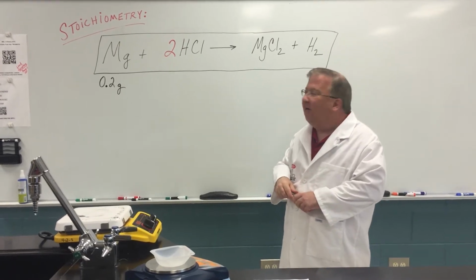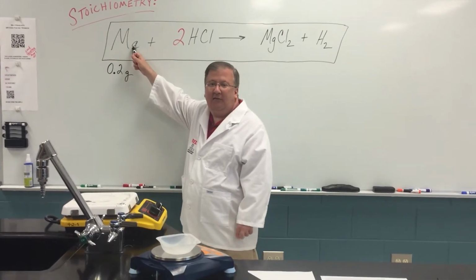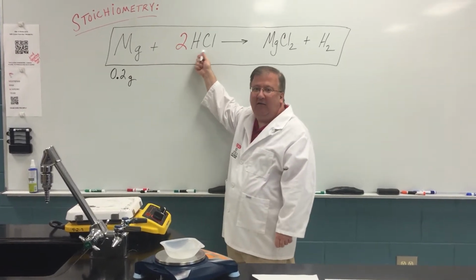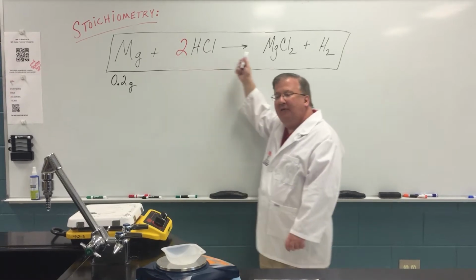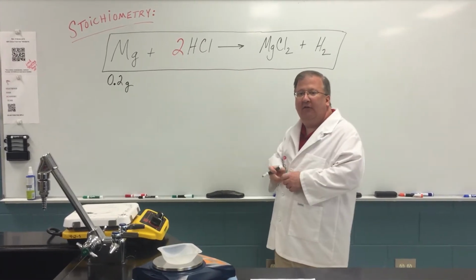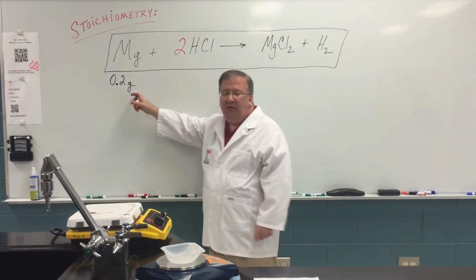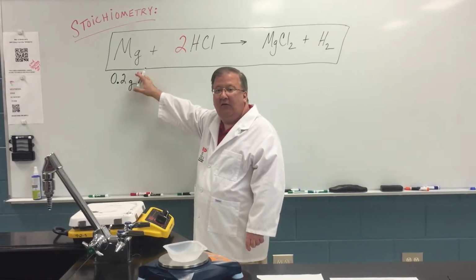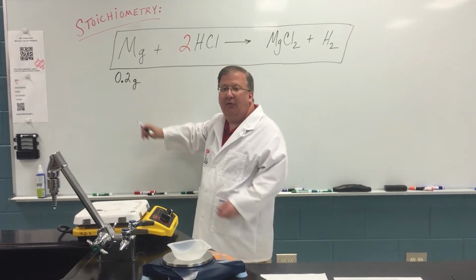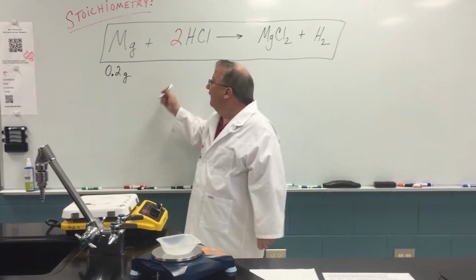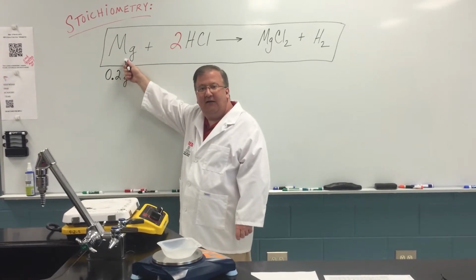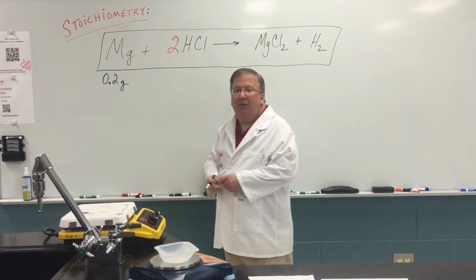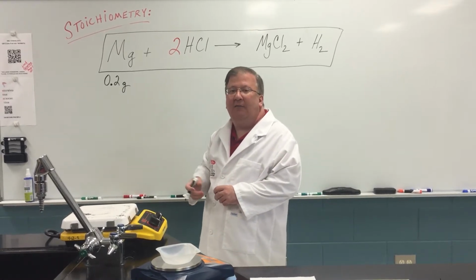Let's say that we have 0.2 grams of magnesium, and I want to know how much hydrochloric acid would be needed in order to make this reaction go to what we call completion. All right? In stoichiometry, it's real simple. You always start by writing down the number and the unit of what's being given in the problem. So if my question is, given 0.2 grams of magnesium, how much hydrochloric acid will be needed, then I'm going to start by writing down 0.2 grams of magnesium.